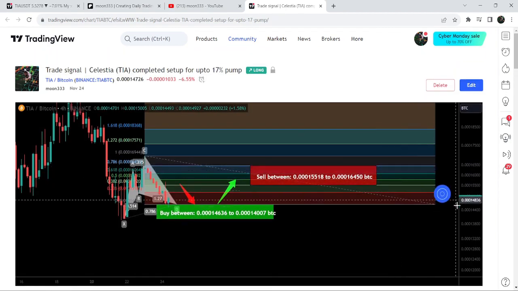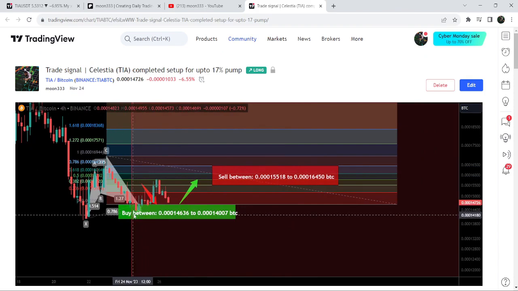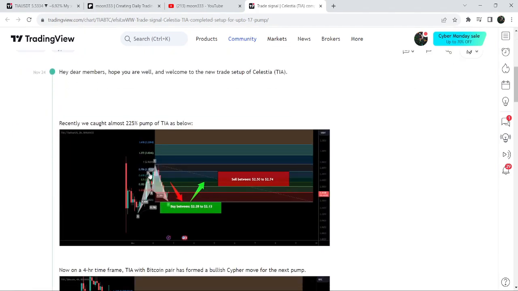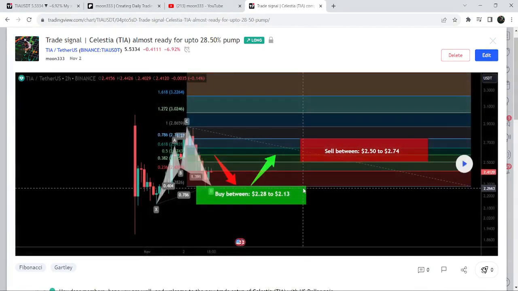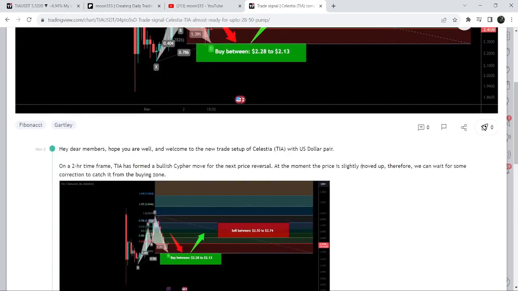And if I play this chart, then you can see that the price line has started a very nice reversal. First, it dropped more down inside this buying zone. Then we had a nice reversal and we hit the sell target down here. And this was almost 11% pump. And before that, I shared this harmonic bullish reversal cipher pattern on 2nd of November. And you can see that after the completion of the final leg, the price line slightly moved up. Therefore, I told my members that we can wait for some correction.